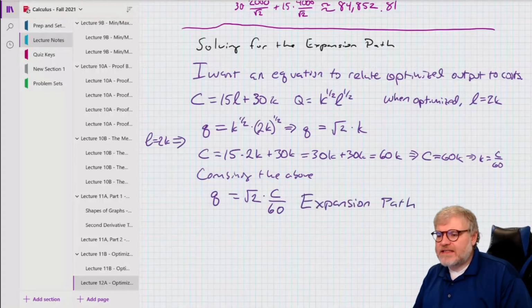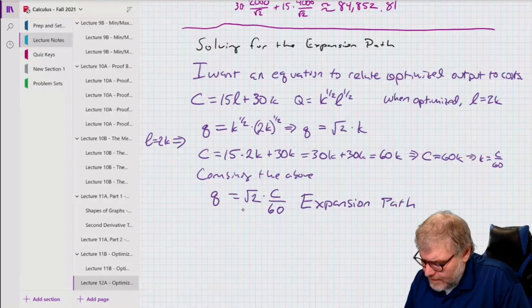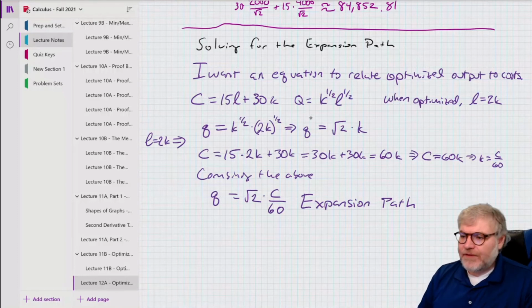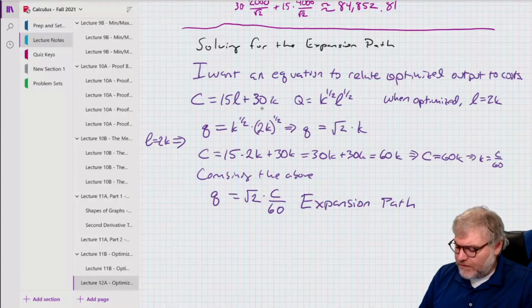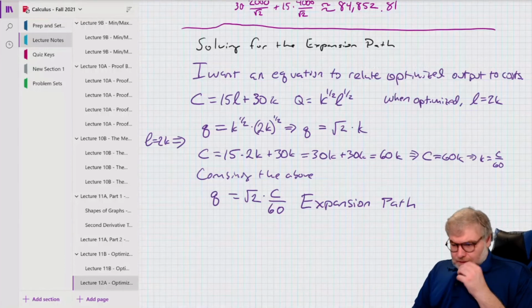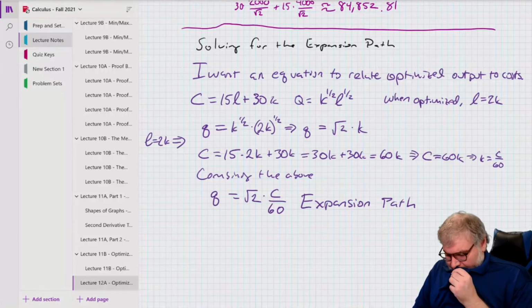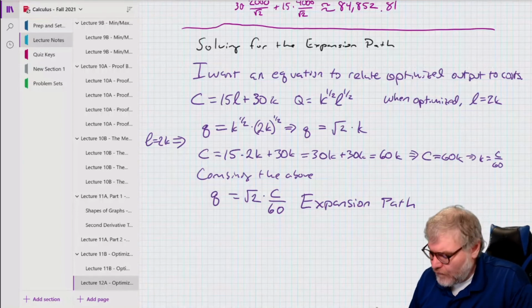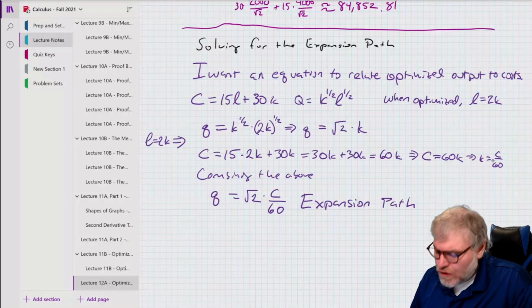So what I've done is I've subbed in, I've taken my optimization ratio here, my L equals 2K, and I plug that both back into C and K. Okay, so I plugged both of those into L for both C and K, and that got me one variable, right? That got me both equations in terms of K, in terms of one of the variables. Then what I did was I took those two equations, and I combined them into a relationship between Q and C.